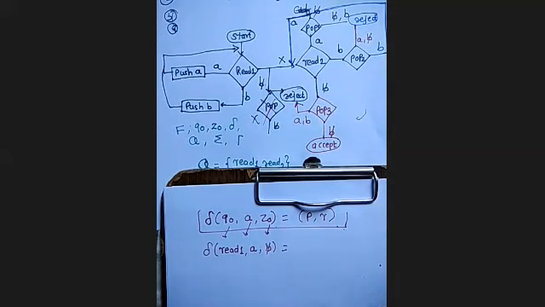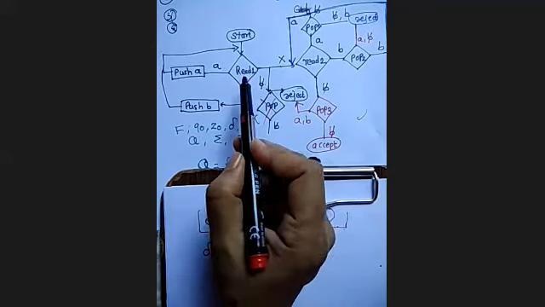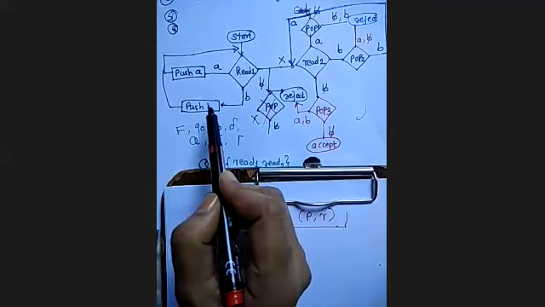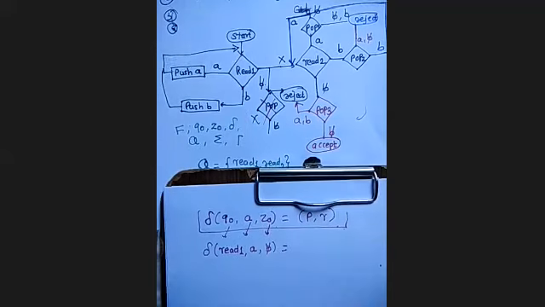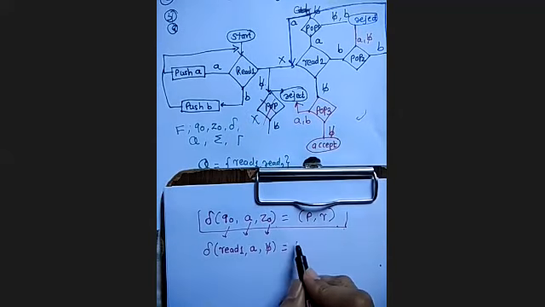What is the next state? In read one, as it is written, if you get A or B, you have to push it onto the stack, no? So what is the next state?